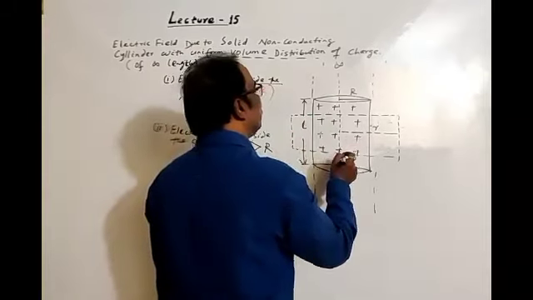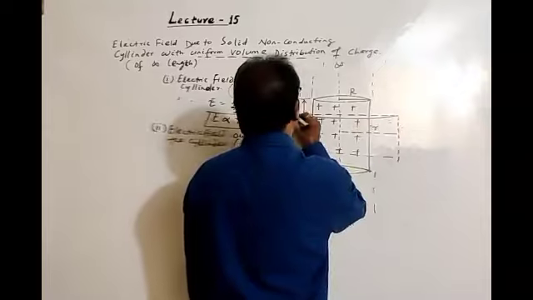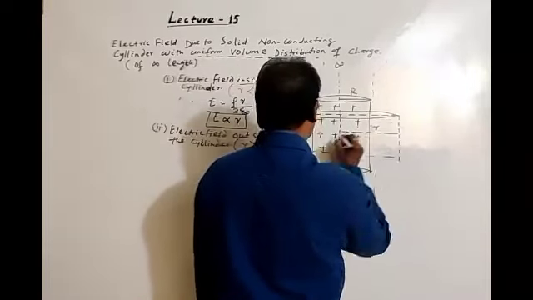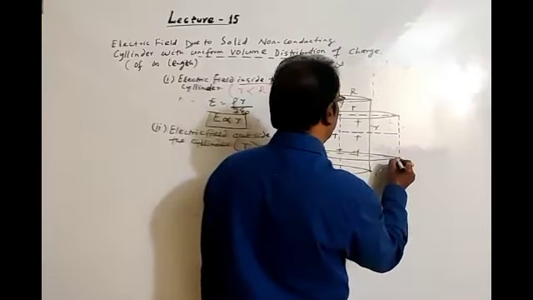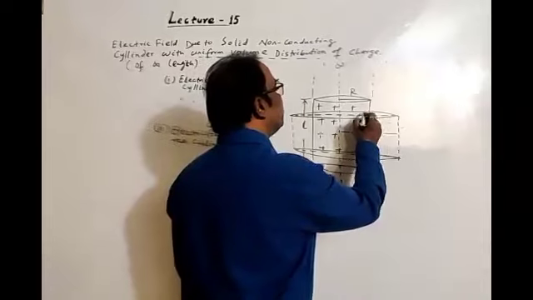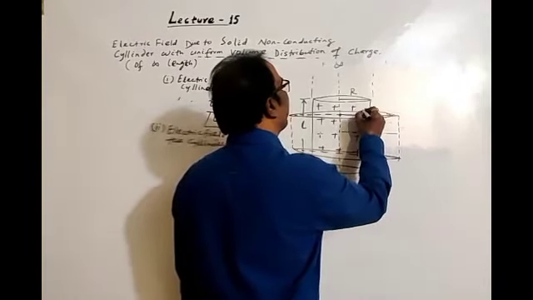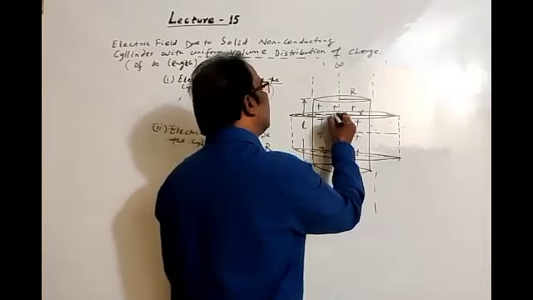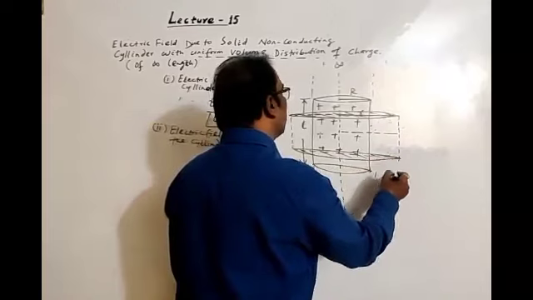This length is L. This is the imaginary Gaussian surface. Obviously, this will be a cylindrical surface. Then, the radius of this imaginary cylinder is R. This is the top cross-sectional area. This is also a cross-sectional area.